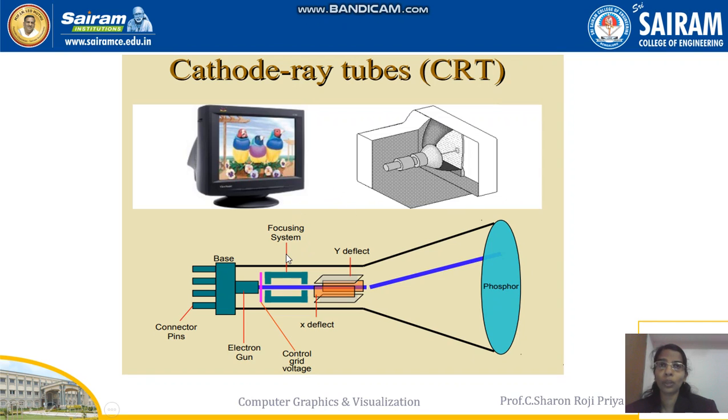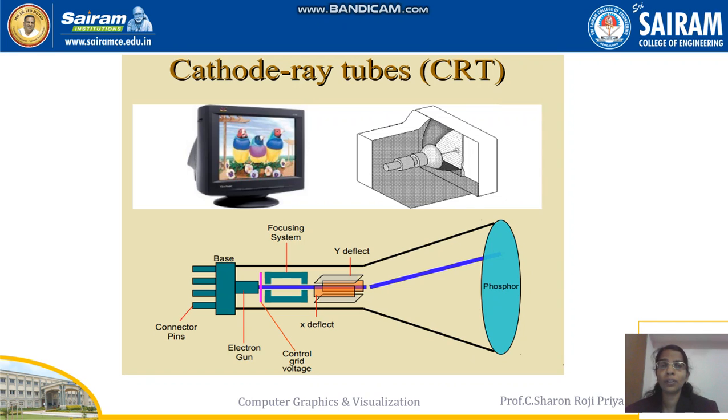And I have a focusing system which is used to focus the electron beam to a small area of cross section. Otherwise, the electrons repel each other and the electron beam gets spread out. And I have horizontal and vertical deflection plates which produce a magnetic field so that it controls the direction of my electron beam. When this electron beam falls on the phosphorus coating, the phosphorus starts emitting light.